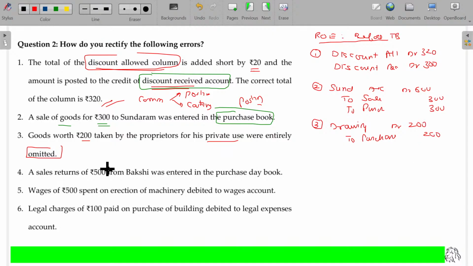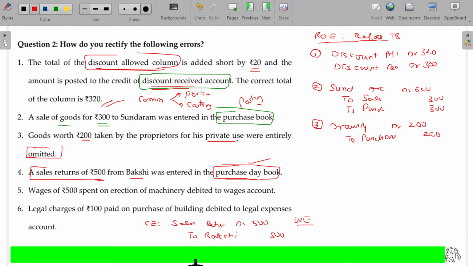Sales return 500 from Bakshi was entered in the purchases day book. If you are routing through the purchases day book, it affects both of them. Sales return. What is the journal entry for sales return? Correct entry being sales return account debit to Bakshi. Value being 500. What's the wrong entry? They have routed through which account? Purchases day book. What is the journal entry for purchases? Purchases account debit to Bakshi.